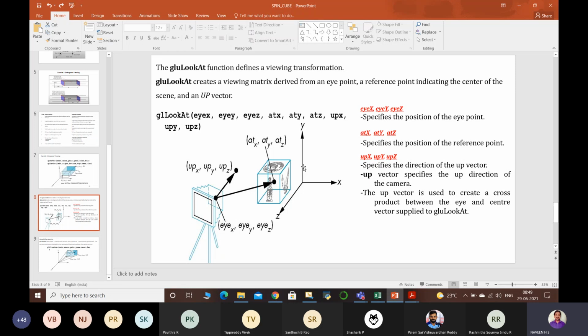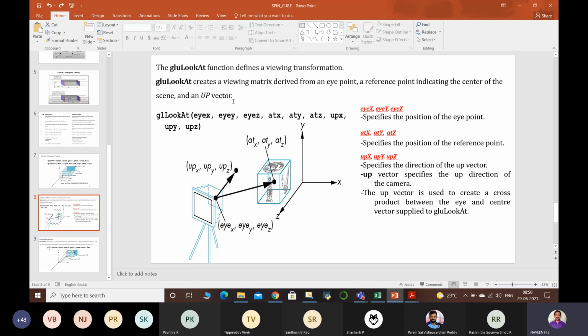Again, in depth, what that means and what parameters we are considering for that transformation: we pass different parameters, around 8 parameters, to this function. So gluLookAt creates a viewing matrix, derived from an eye point and a reference point indicating the center of the scene, that is the COP, and an up vector.